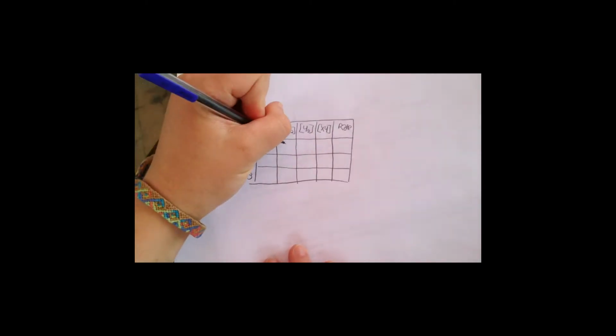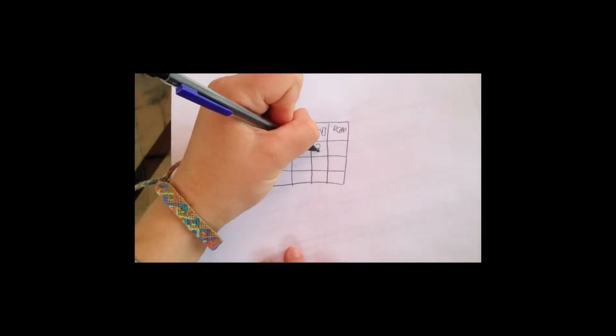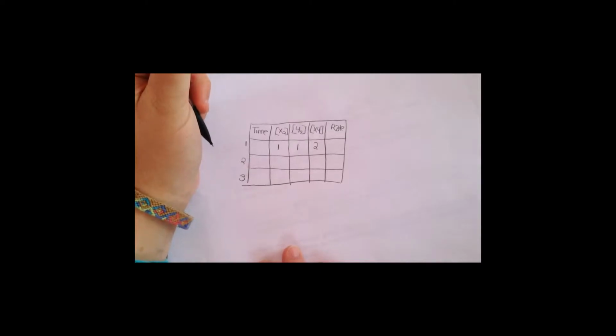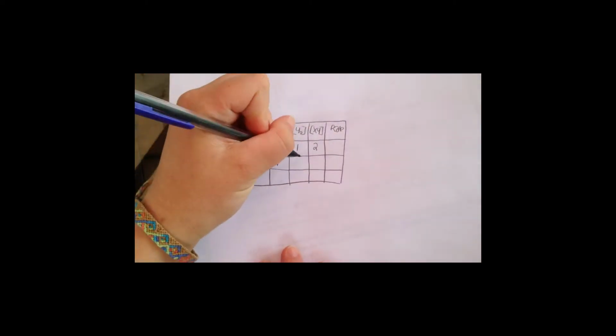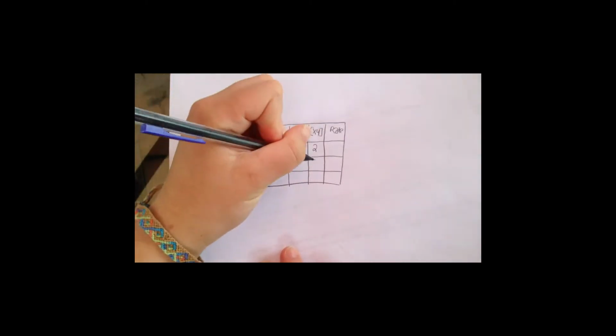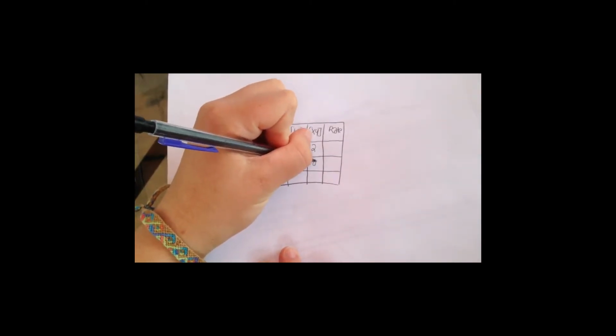Okay. Now let's say that in the first experiment you have 1 mole of X2, 1 mole of Y2, and it produces 2 moles of your product XY. For the second experiment, we'll have 1 mole of X2, 2 moles of Y2, and 4 moles of your product.